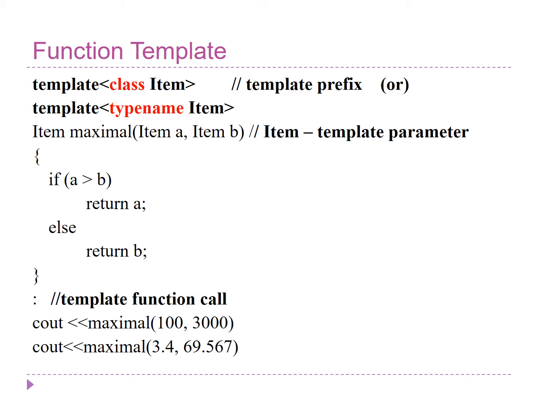The second function call, maximal 3.4, 69.567, represents that the template function maximal can be used for the data type float. Hence, once the function template is defined, it could be used for different data types.